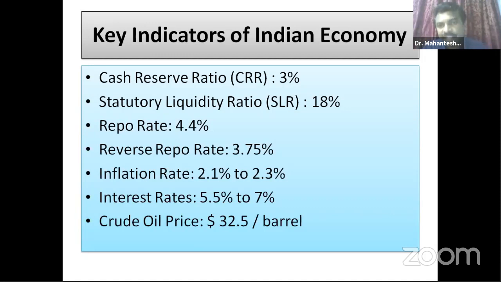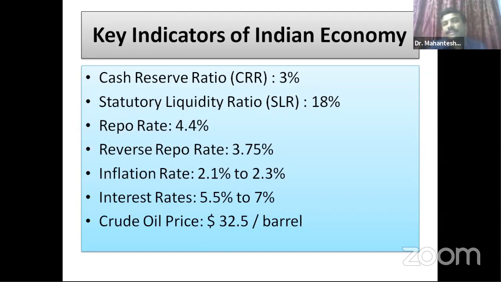Statutory liquidity ratio is 18%. Not much change happened, but a year ago it was 21%. Slowly that has also come down to 18%. During the lockdown period, they changed the cash reserve ratio and repo rate. The statutory liquidity ratio has not changed.